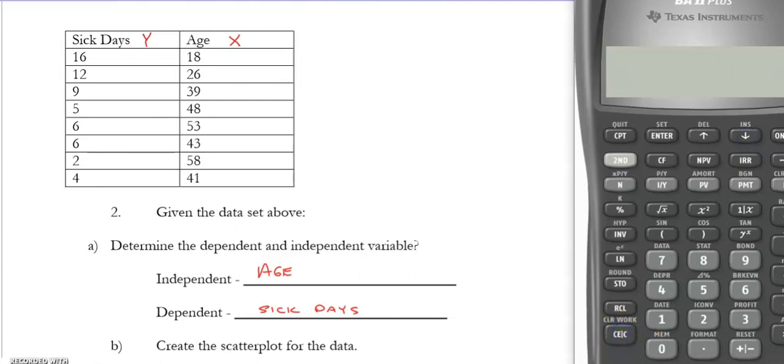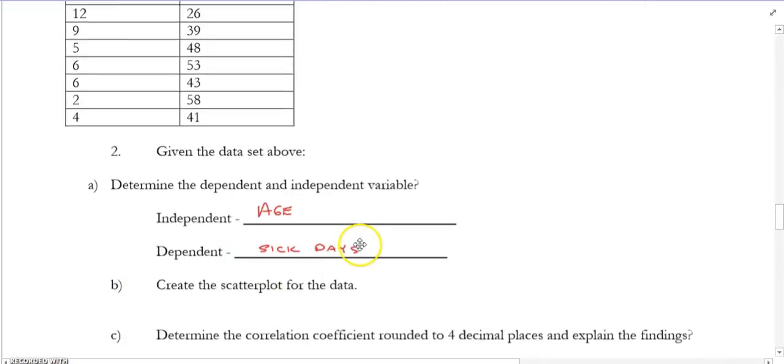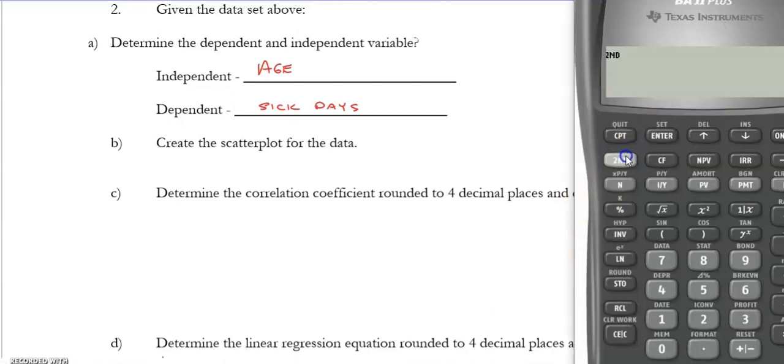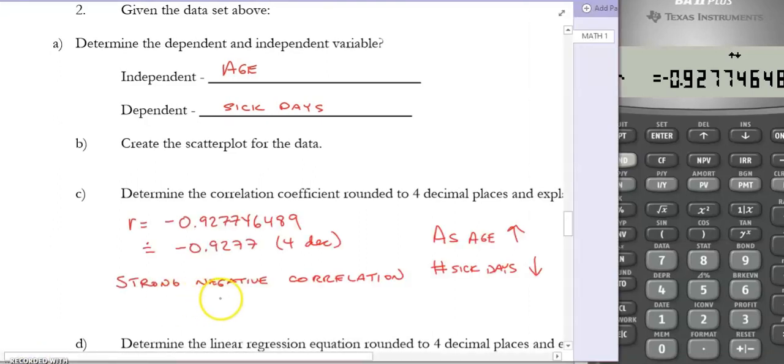And it looks good. So next, it's asking, determine the correlation coefficient rounded to 4 decimal places. So go second, stat, and scroll down until we get our R value. And there it is. So this is the value we're going to use. You can see it's negative, which is great, which is what we expected. And it is close to 1, so it's a strong negative correlation. So we have a strong negative correlation.